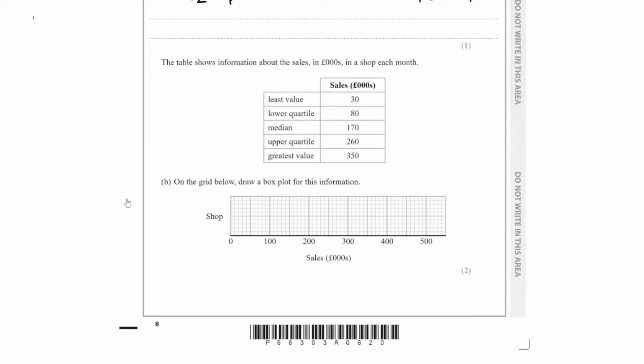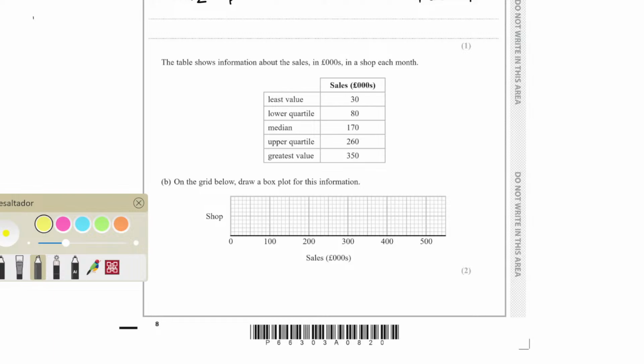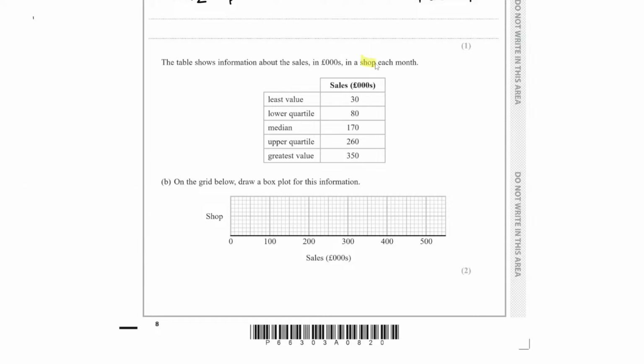Okay, part B, the table shows information about the sales in thousands of pounds in a shop. So the reason why I highlighted online. The other one was an online store. This is now a shop. Kind of sounds the same, but obviously that's the difference. This is like a physical shop. So they've given us the least, lower quartile, median, upper quartile, and greatest. On the grid below, draw a box plot for this information. So that is all of the 5 pieces of information we need, isn't it?